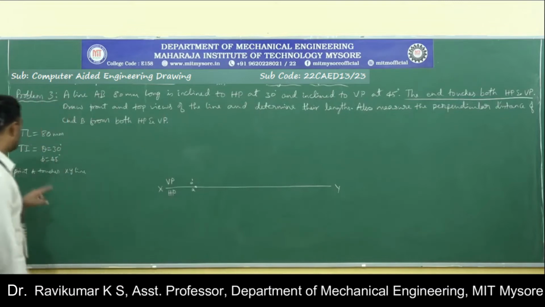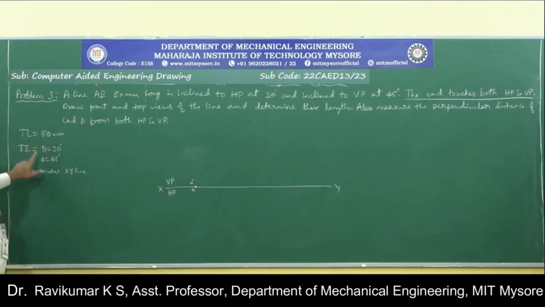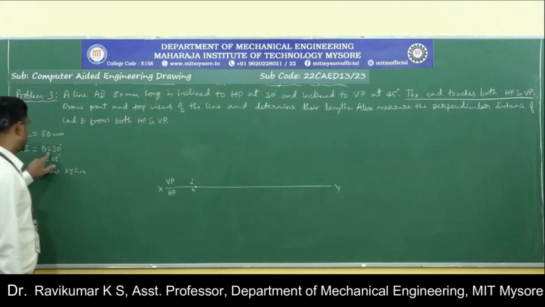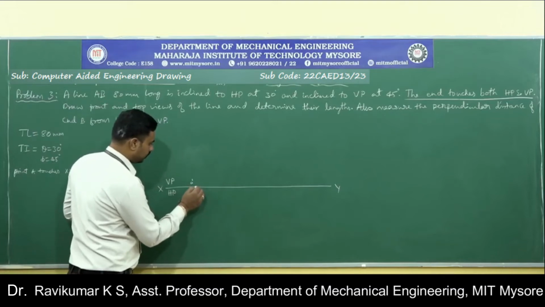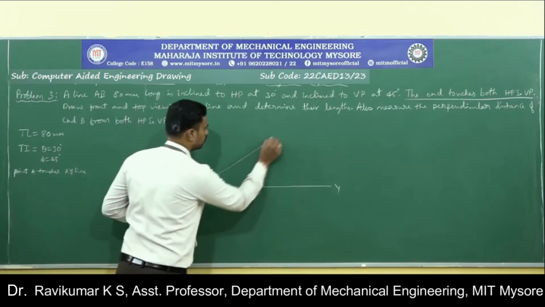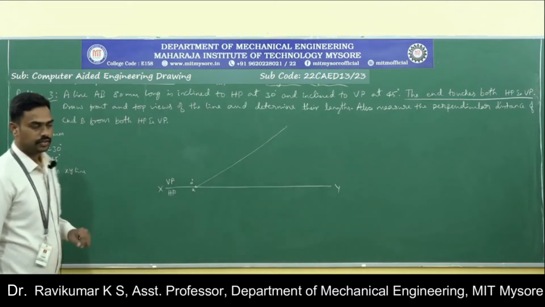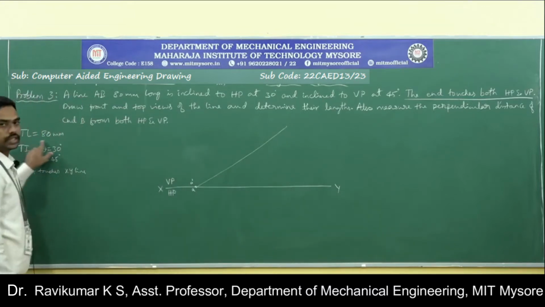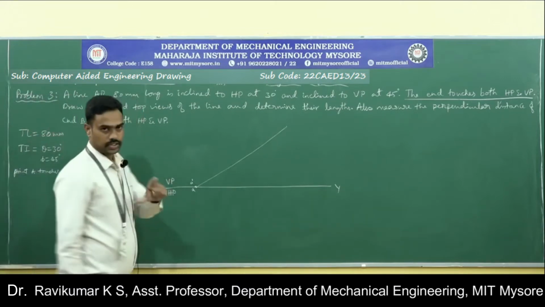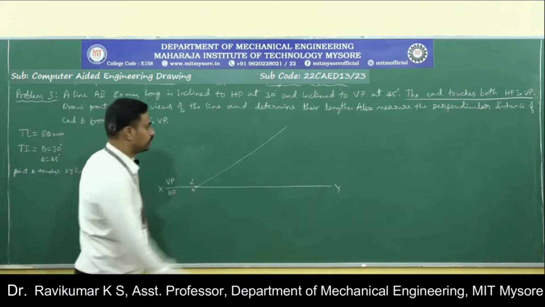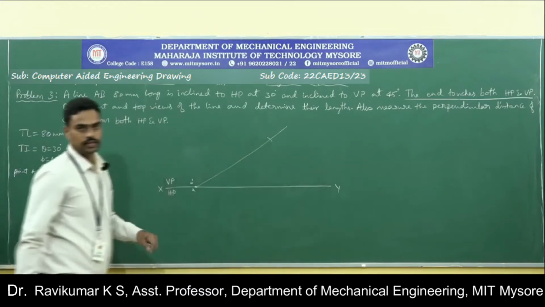Fine. Now from this point, draw a line 80 mm, 30 degrees to HP as well as 45 degrees to VP. So 30 degrees to HP, theta. Take a protractor, keep it here, draw a line which is 30 degrees to HP and cut the distance 80 mm. Take the compass, measure 80 mm distance, select A dash as center, then cut 80 mm.